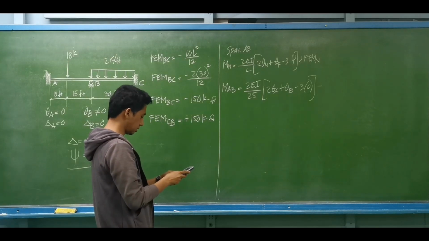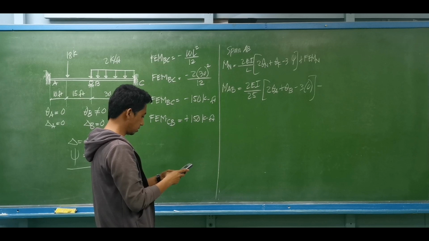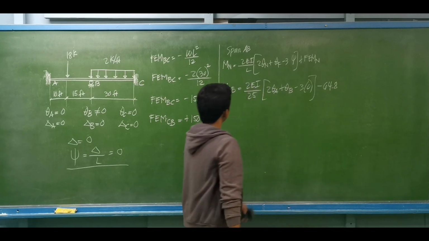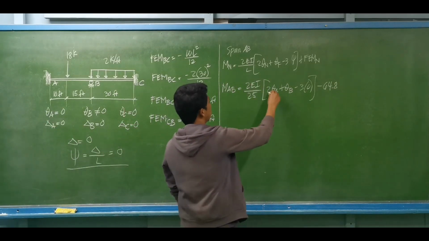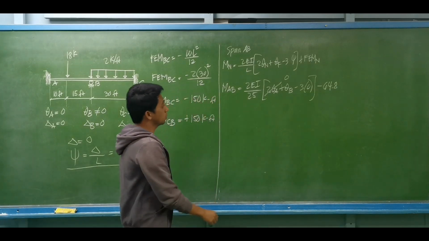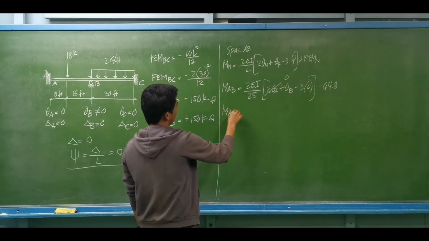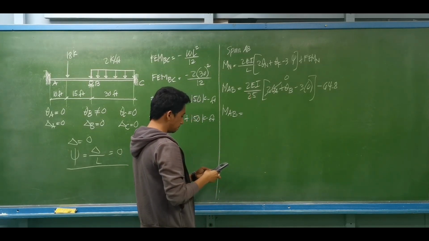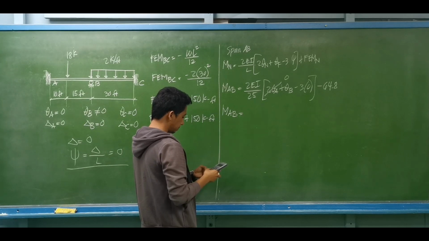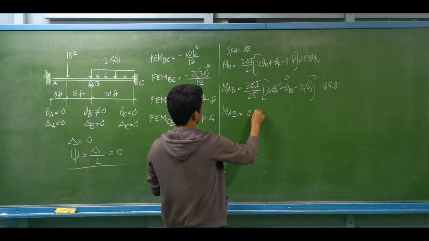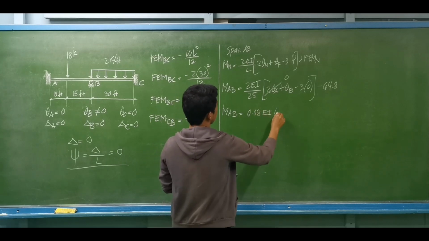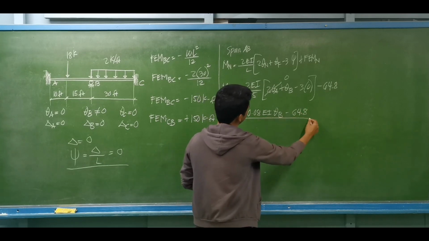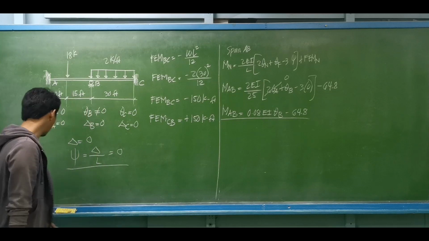What is that value a while ago? 18 times 10 times 15 squared over 25 squared. That is minus 64.8. So we have 0 rotation at A for a fixed support. So the equivalent moment AB is now equal to, what is 2 divided by 25? That is 0.08 of EI theta sub B minus 64.8. So this will be the equivalent of the moment AB.